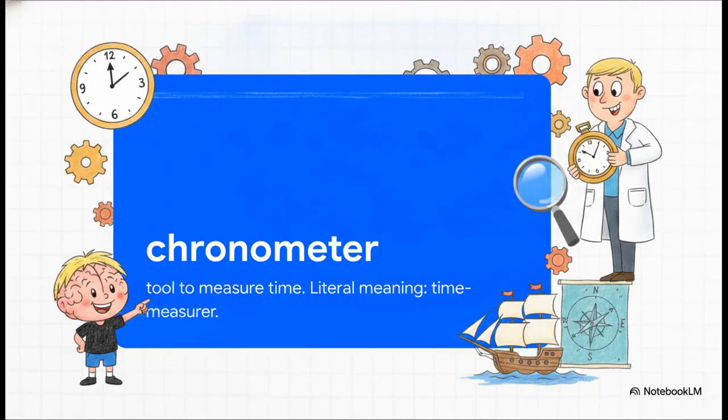All right, now let's look at a tool, the chronometer. We take chron and attach ometer. The ometer suffix is super common, and it always means measurer. Put them together, and quite literally, you've got a time measurer. Today, though, a chronometer isn't just your standard run-of-the-mill wall clock. It's a highly precise, incredibly accurate clock used by scientists or navigators to measure time perfectly.